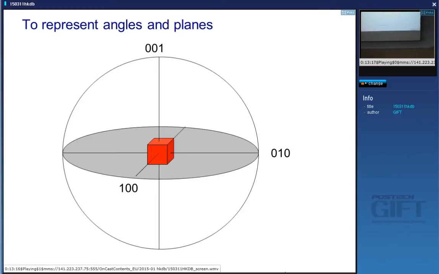Now it turns out in a cubic system, a plane normal with indices 100 is parallel to a direction with indices 100, but you'll see in another lecture that's not true for everything else. Okay.